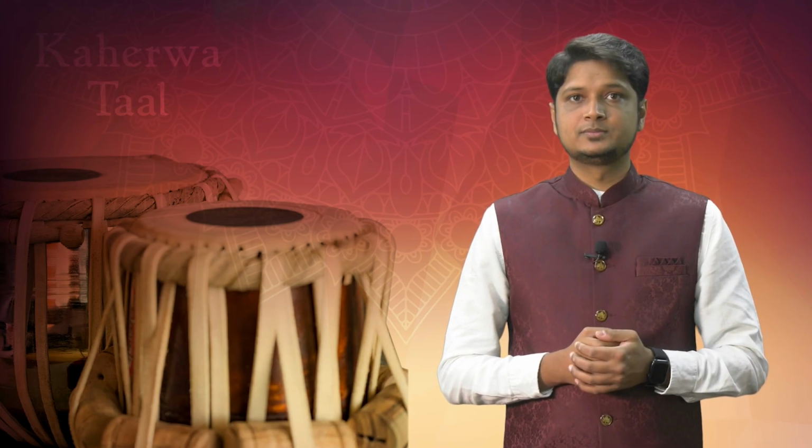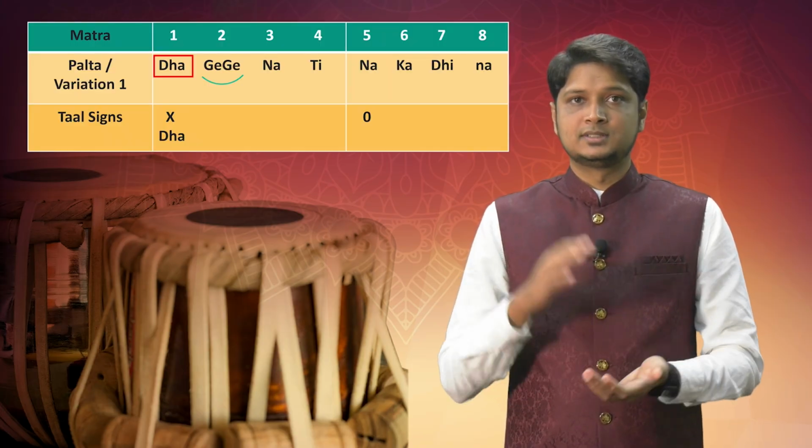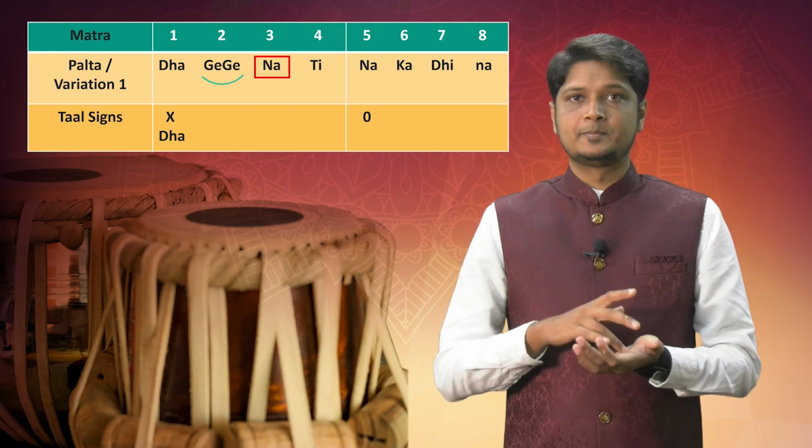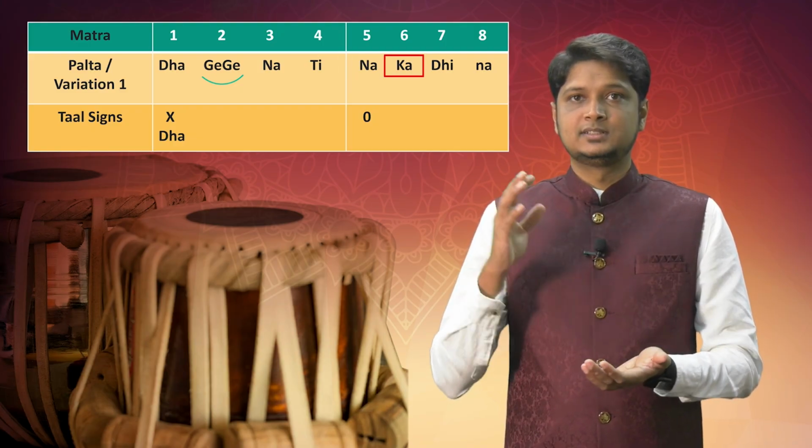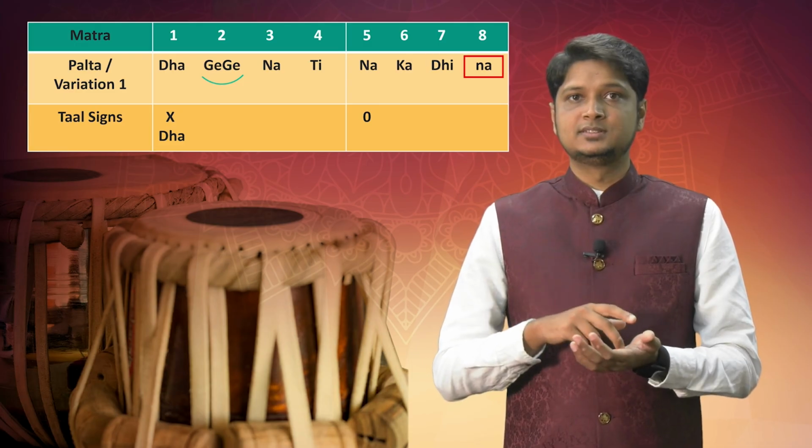Now that you can do the Parhant and play Kaherwa Taal, let's beautify the Theka with some basic variations. Variations are meant for beautification purpose and to prevent the tabla player and listeners from getting bored. Let's recite and count the first variation. Dha, ge, ge, na, ti, na, ka, dhi, na, dha.